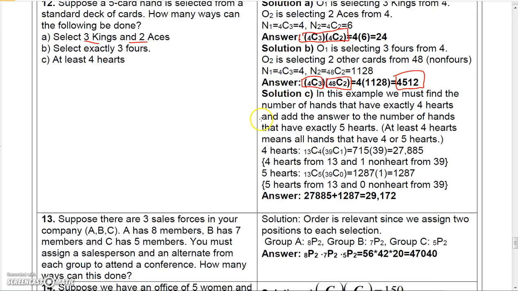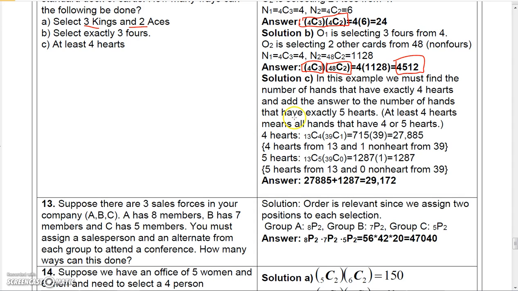At least 4 hearts. Well, at least 4 hearts would mean all hands that have 4 hearts or 5 hearts. So first of all, find out how many hands have exactly 4 hearts. So out of 13 hearts, choose 4. And then the 5th card would be out of the 39 non-hearts. So 13 choose 4 times 39 choose 1 gives me 27,885.